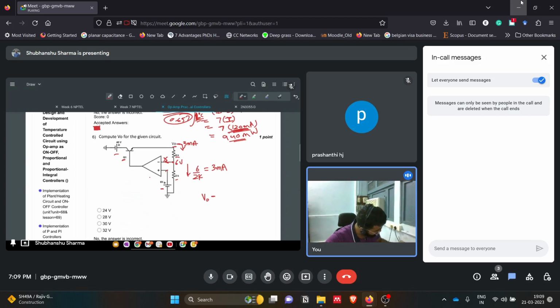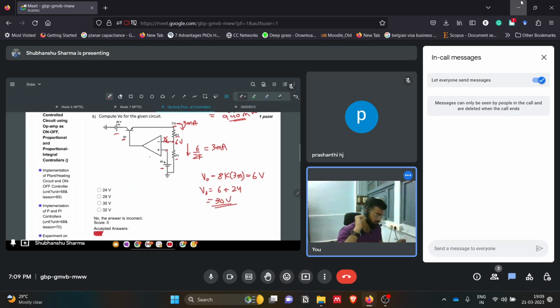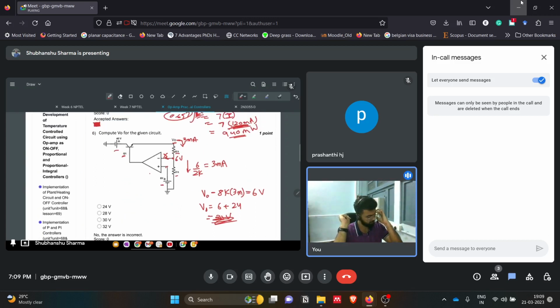So if we use this V naught plus, minus 8K into 3 milli equals 6 volts. Fine. Then V naught will be 6 plus this will be 30 according to me. Yeah, this will be 30 volts. I've given the answer for this. No issues, but it is a very simple question.